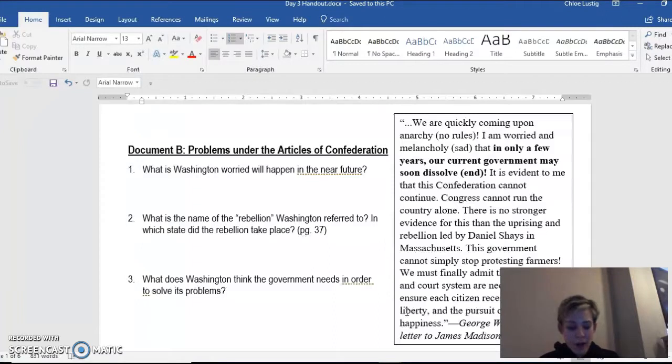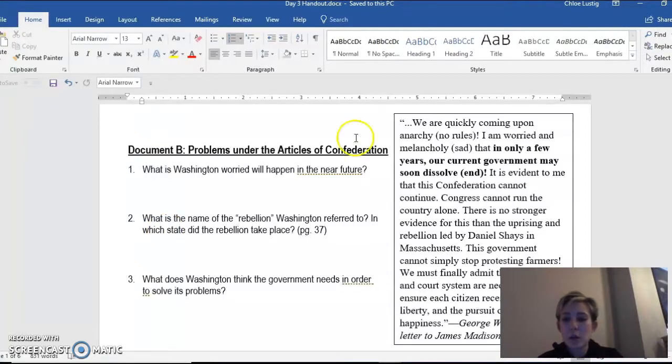There is no stronger evidence for this than the uprising and rebellion led by Daniel Shays in Massachusetts. This government cannot simply stop protesting farmers. We must finally admit that a president and court system are necessary to ensure each citizen receives life, liberty, and the pursuit of happiness. Okay, so Washington's obviously concerned about something, right?